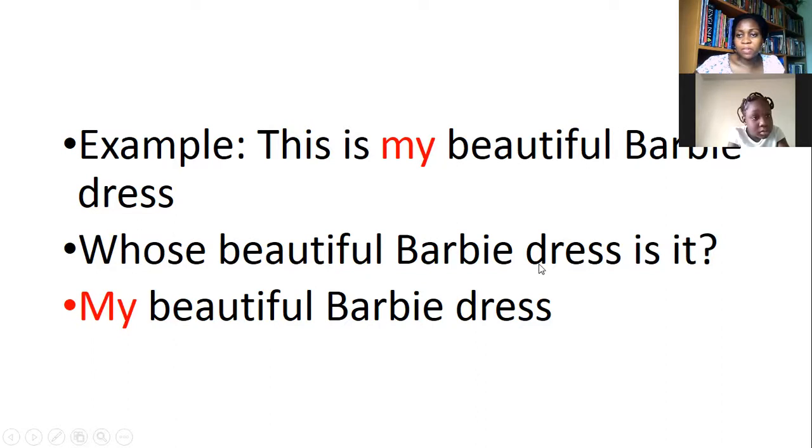If the sentence says, this is her beautiful Barbie dress, it means the Barbie dress belongs to whom? Her. Let's say Michelle is here, like you said in your example. This is Michelle's beautiful Barbie dress. So I ask, whose beautiful Barbie dress is this? It is her dress. Okay, it is Michelle's dress, so it is her dress. Is that okay, Lali? Yes.